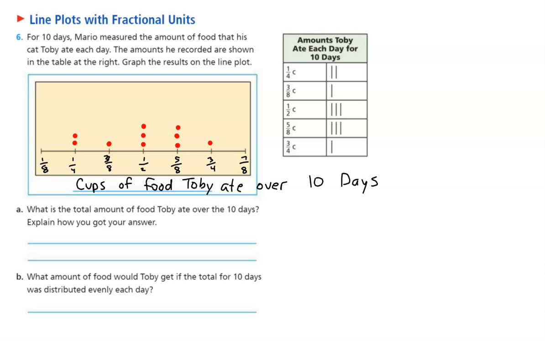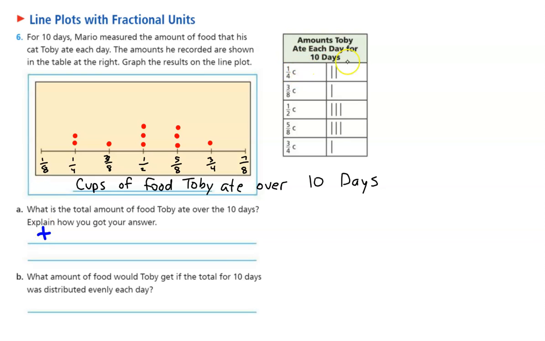And now I want to talk to you about A and B. So A says, what is the total amount of food Toby ate over the 10 days? And explain how you got your answer. Well, I basically need to add these totals up. And then, well, I guess maybe I need to add first how much it is per line, and then I can add those all together. So this is just simply an activity where you're going to add everything together.